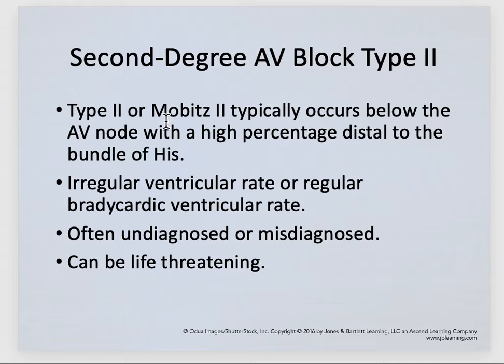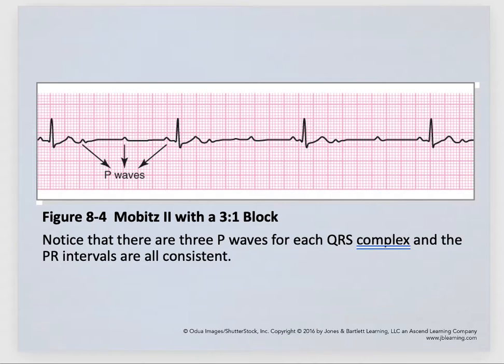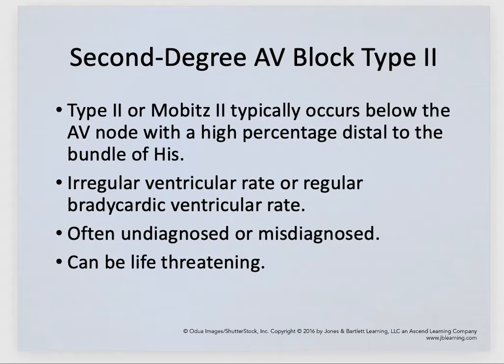Now, type 2 is different than type 1. They're both second degrees, right? So second degree can be type 1 or type 2. A type 2 Mobitz, second degree Mobitz type 2, is different. What we see with a second degree Mobitz type 2 is an irregular ventricular rate. It oftentimes is undiagnosed or misdiagnosed, and this can be life-threatening.